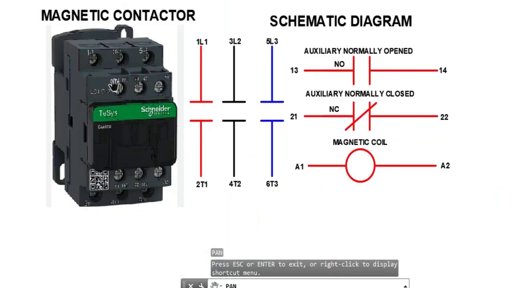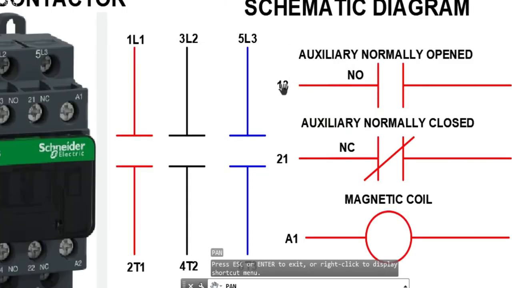So here, this is 13 and 14, normally open. This is the auxiliary contact, normally open. This is the schematic diagram of the auxiliary contact, normally open.